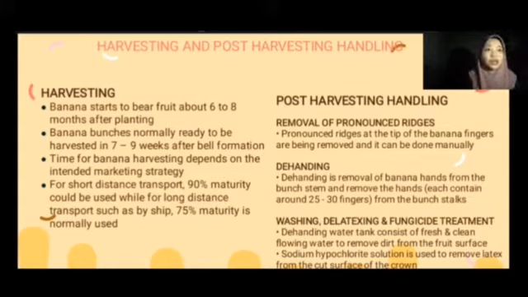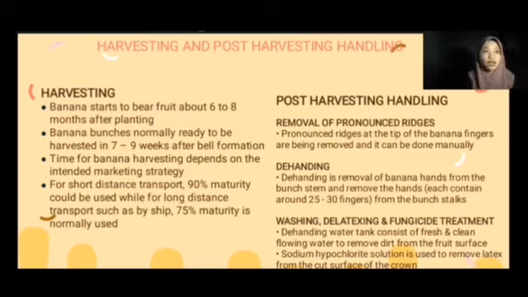Post-harvesting handling. Removal of pronounced ridges. Pronounced ridges at the tip of the banana fingers are removed and it can be done manually. Dehanding. Dehanding is removal of banana hands from the bunch stem, each hand containing around 25 to 30 fingers, from the branch stalks. Washing, de-latexing and fungicide treatment.